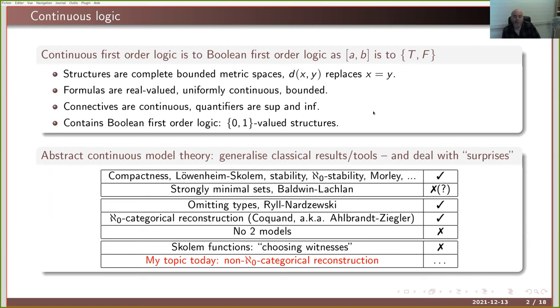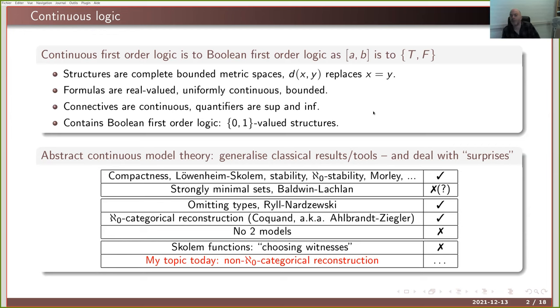Anyhow, in many aspects, doing abstract continuous model theory, just developing general stuff, basically consists of seeing what we have in classical model theory, when we expect to have similar things, and then sometimes it just goes so smoothly we get bored, and sometimes we get some surprises. So for example, start with a few easy things. The compactness theorem, Löwenheim-Skolem up and down, stability, Morley's theorem, stated correctly, they all go through no problem.